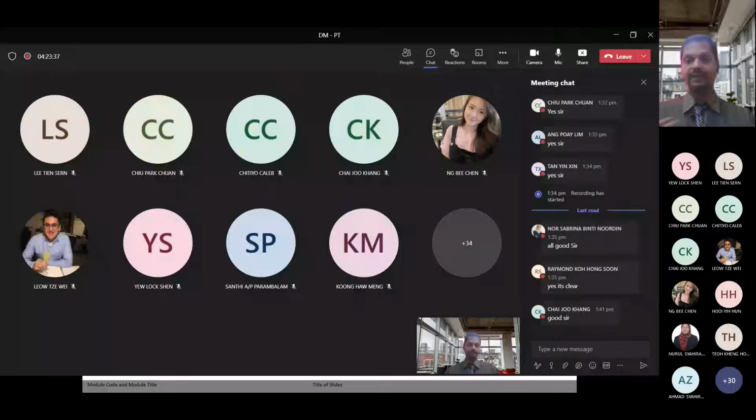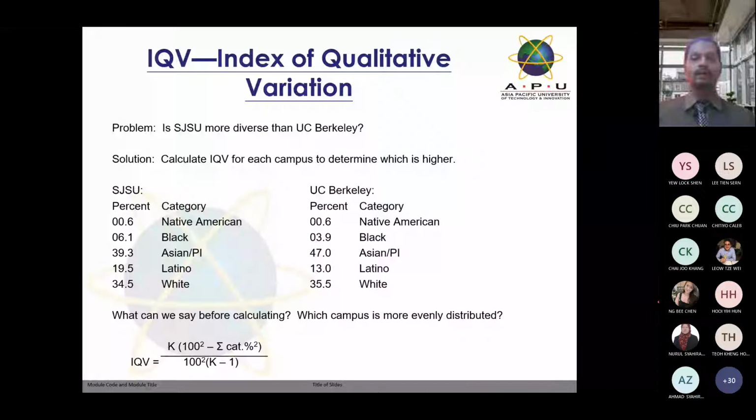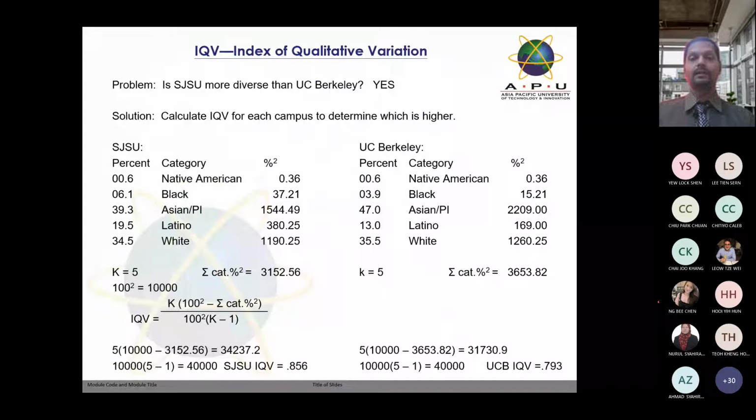I'm sure that we are able to get some understanding on this particular type of case study, right? So yes, of course we can use IQV for this type of case study. We can calculate IQV for each campus to determine which is greater. Here we can understand the value of K, and we can summarize the categories and also find the IQV. Just substitute those values and then you find out the values.